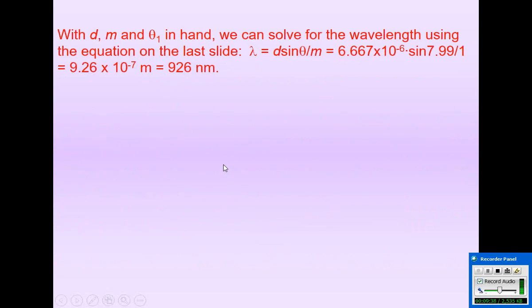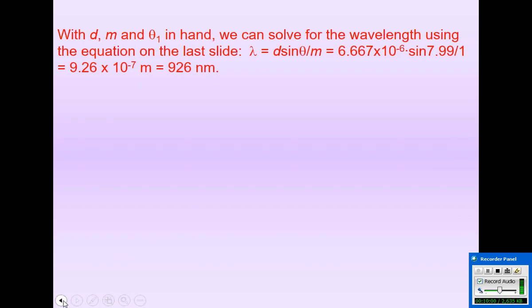Now that we know d, we know m, and we know theta, we can finally solve for the wavelength lambda. The wavelength lambda is equal to d sine theta over m. We plug it in, and we get a wavelength of 926 nanometers. And that answers the first question.